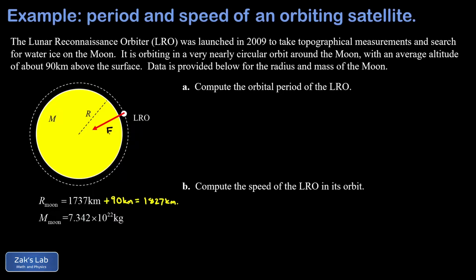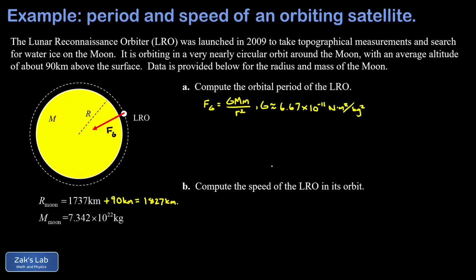And that force, of course, is caused by gravity, so I'll call it Fg, and it points to the center of the moon. The magnitude of that force is given by Newton's law of gravitation, and that's G, big M for the mass of the moon, little m for the mass of the orbiter, divided by r squared, where r is the orbital radius. And we recall that G is approximately 6.67 times 10 to the negative 11, with units of newton meters squared per kilogram squared.